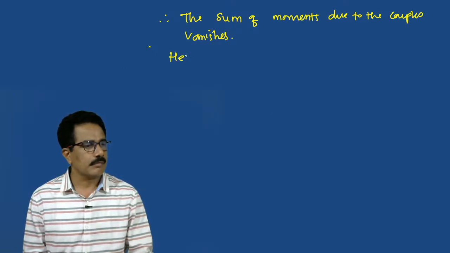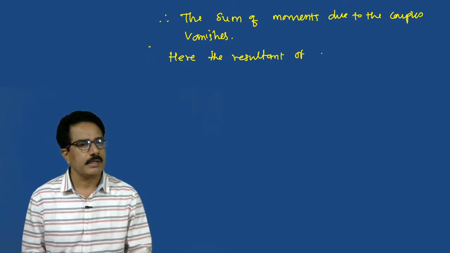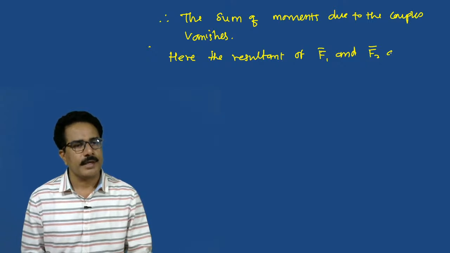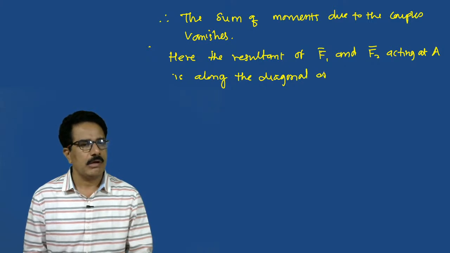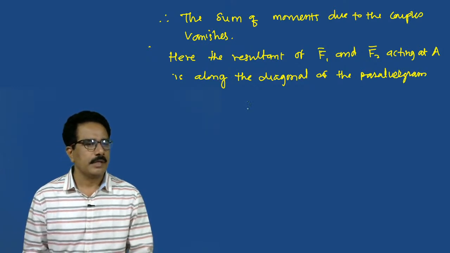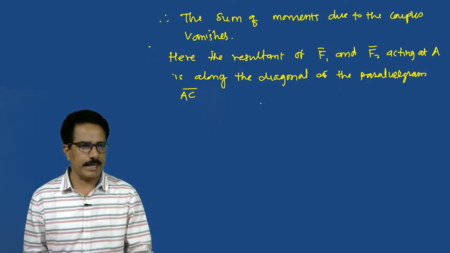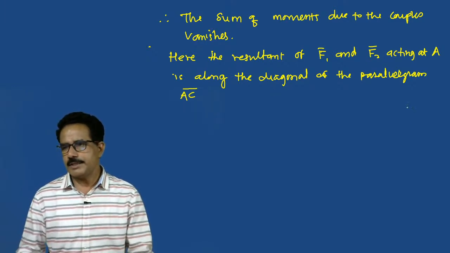Here, the resultant of F1 bar and F2 bar acting at A is along the diagonal of the parallelogram AC bar. See this, we have given this condition.